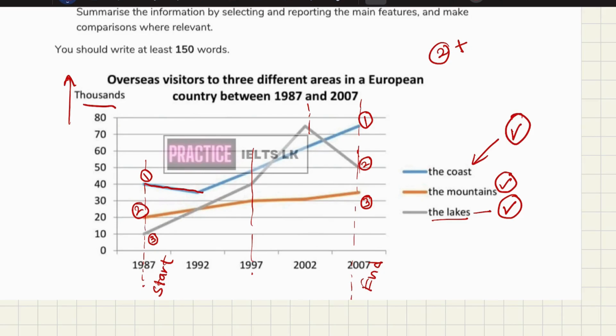Now that's about planning. Always plan like that, go through each and every point, and see here you are having a peak as well, and this was the highest one, right? We are having that in 2002. Those are the points you need to go through and identify in this question.